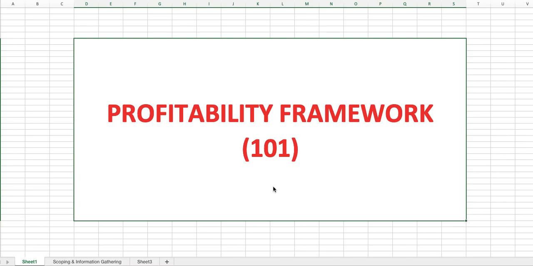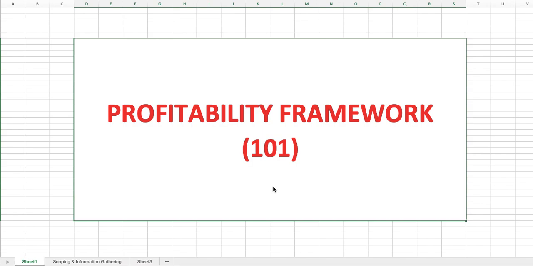Hi guys, today we'll be discussing the profitability framework, and this is one of the most common frameworks on which most of the cases are based, be it a consulting interview, be it an undergraduate-level BTA or analyst interview, be it a product management interview.